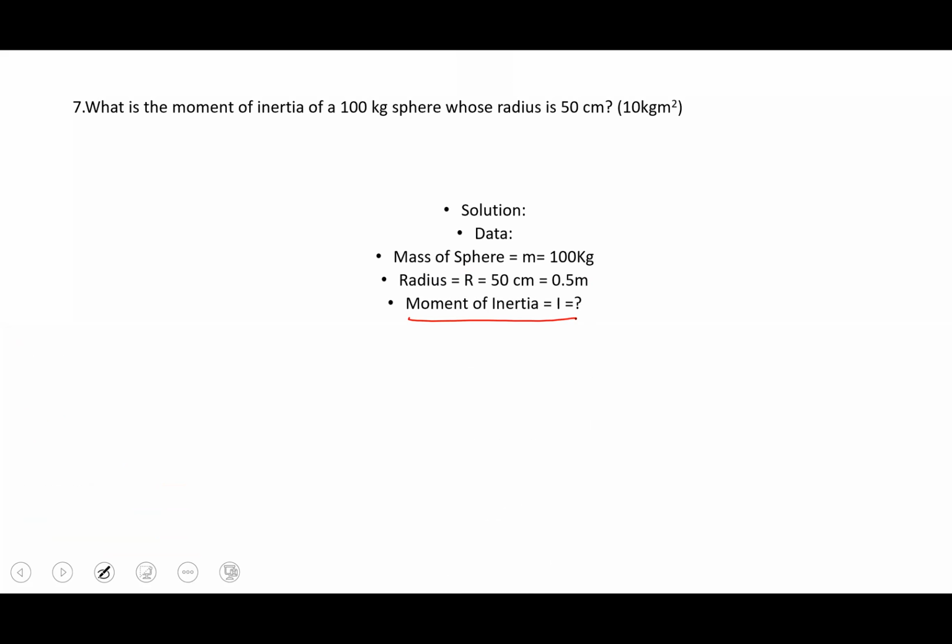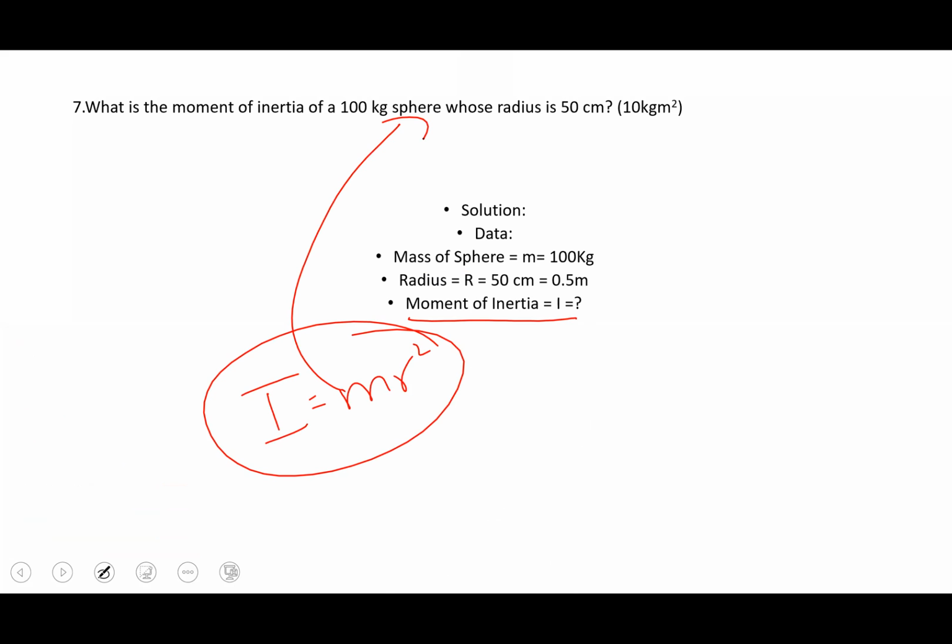The moment of inertia is I, and moment of inertia is given by mr square. And moment of inertia for a sphere is actually different, not this one. Actually, the moment of inertia for a sphere is 2 over 5 mr square.